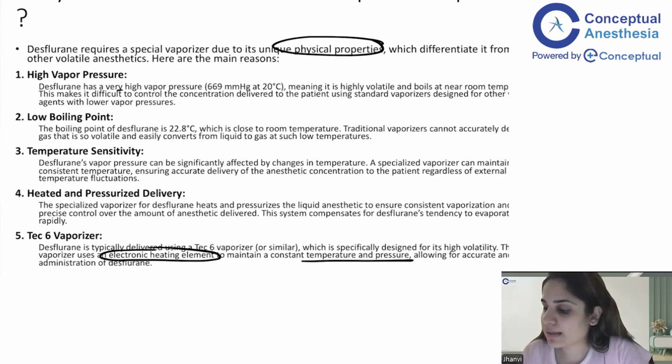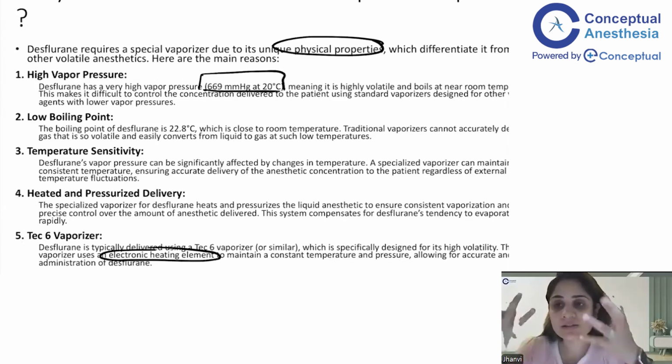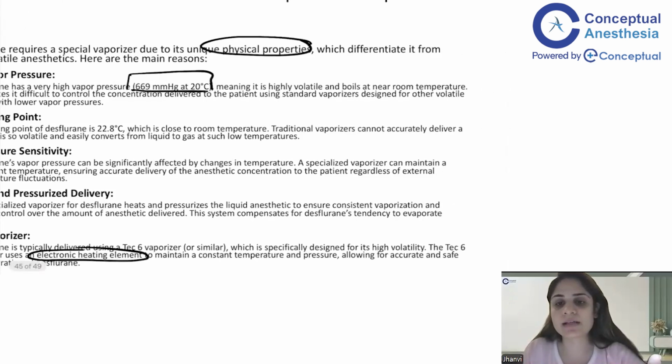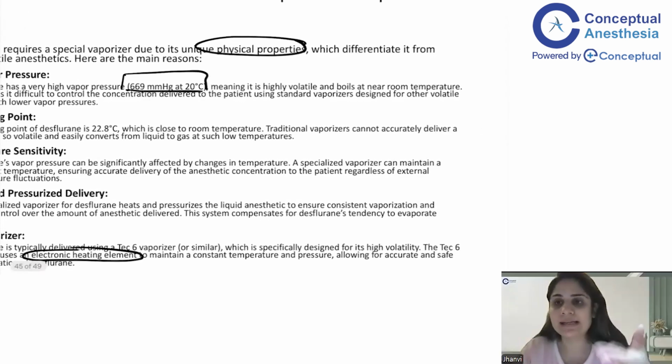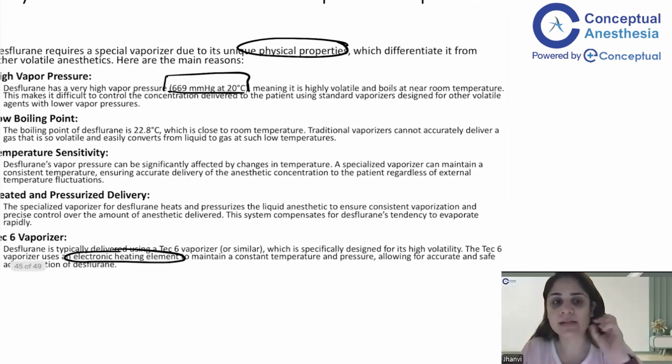Okay. So in the exam, they can ask you, what do you mean by very high vapor pressure? So desflurane has a vapor pressure of about 669 mm of Hg at room temperature, that is at 20 degrees Celsius. Now, if it has such a high vapor pressure, it likes to stay in the vapor state. That means it is a highly volatile agent. So your patient will get more and more of desflurane. It is difficult to control the concentration of desflurane. So it is important that you have vaporizers designed specifically for desflurane.